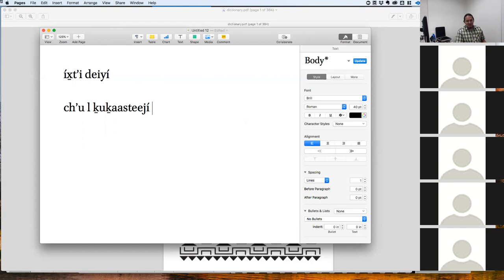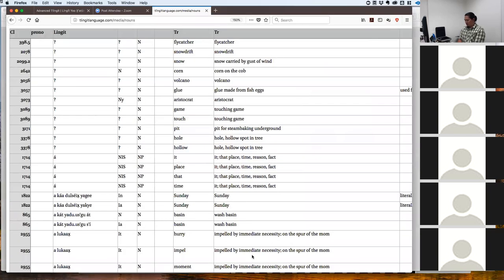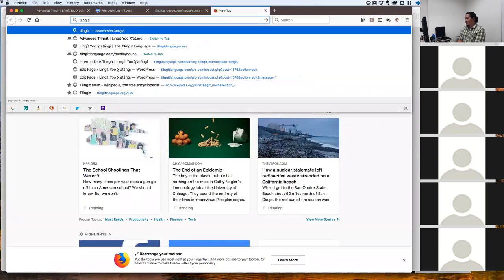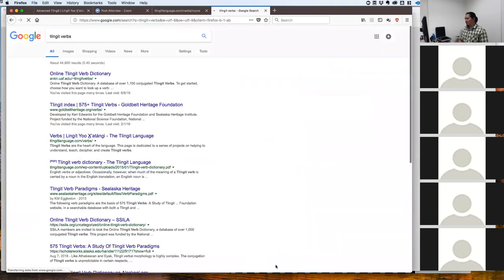And so it's a really interesting sort of verb mode, and I'll show you where it comes from. So if we did a Google search for Tlingit verbs, this online Tlingit verb dictionary is the one that we want to use, not the 575 verbs, because this one has more. This one has over 1,100.